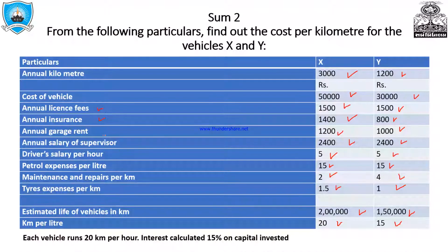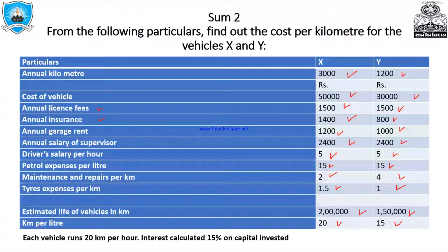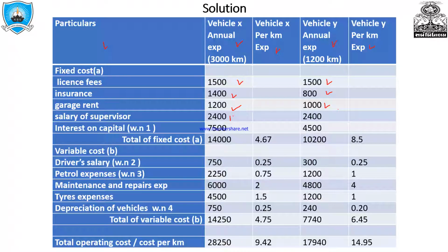Then annual garage rent: 1,200 for vehicle X and 1,000 for vehicle Y, put in this annual column. Then annual salary of supervisor: 2,400 for vehicle X and 2,400 for vehicle Y, for both vehicles.